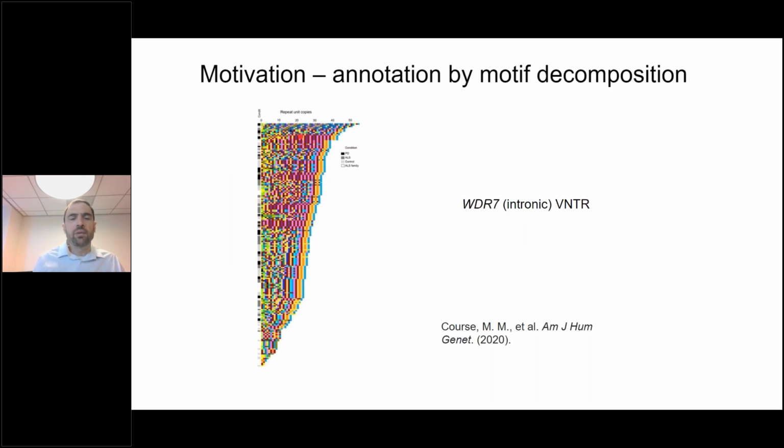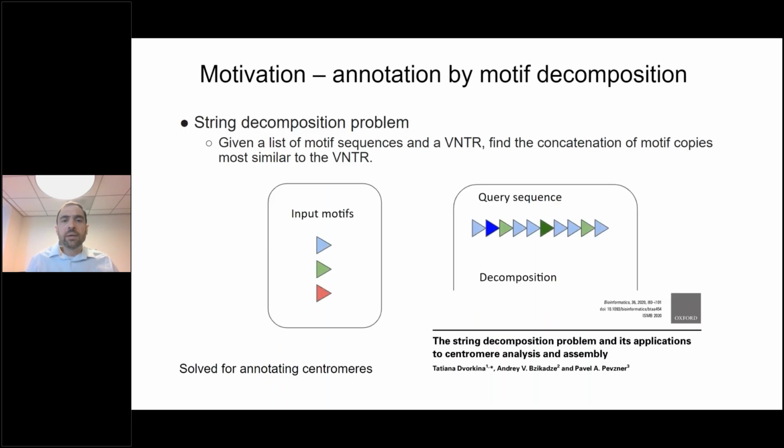Now, here's a motivating example. This is an intronic VNTR in the gene 7, and this was found to actually be a disease modifier of ALS. What's shown here is a large length diversity, as well as motif diversity, where each different color here represents a motif that's observed in a population that was sequenced for the study.